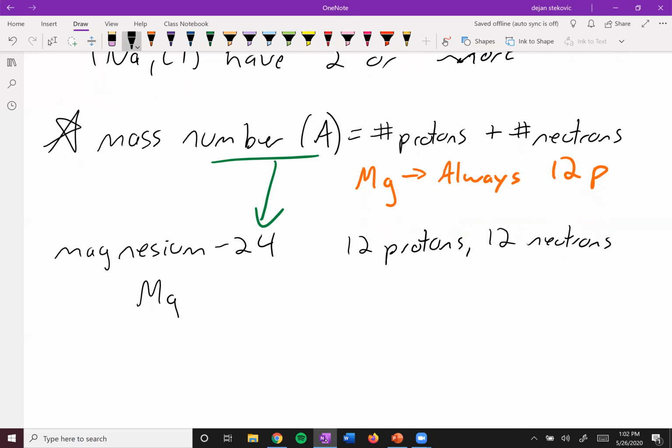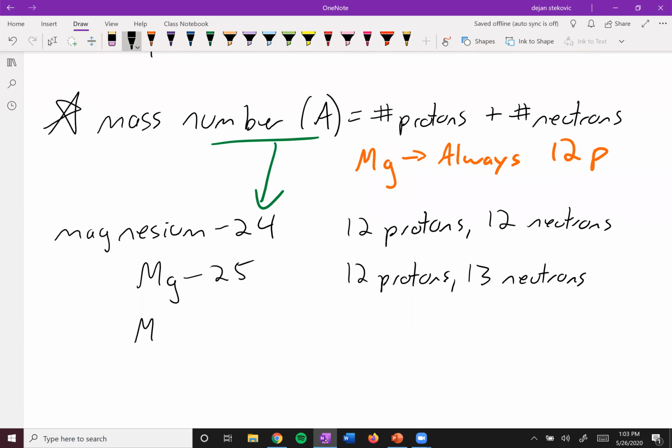Another popular example is magnesium. You can give the symbol instead if you'd like, magnesium 25. So this has a mass number of 25, but still 12 protons because it has to in order to be magnesium. But this time we have 13 leftover particles, and those 13 are neutrons. Or even magnesium 26. So you see magnesium has at least 3 isotopes. Magnesium 26 will have 12 protons and then 14 neutrons. So this is one way to write isotopes.